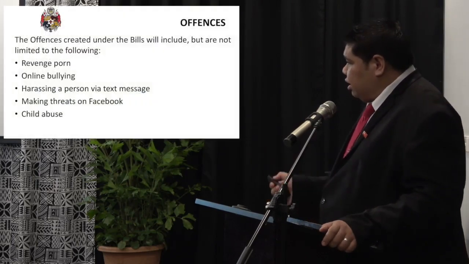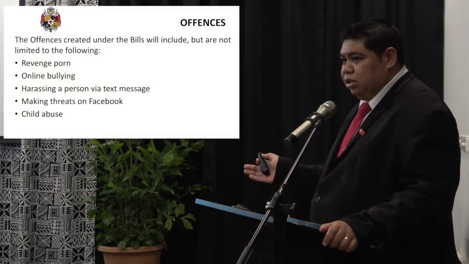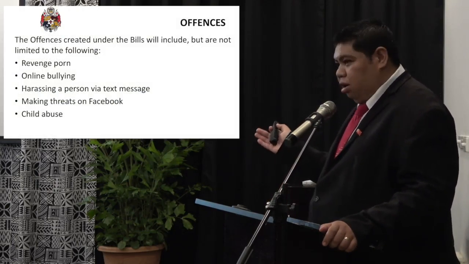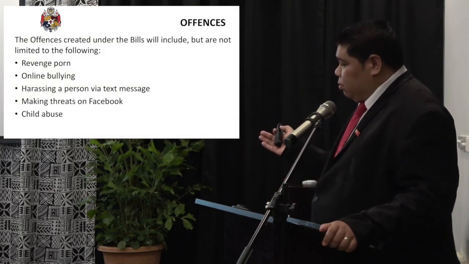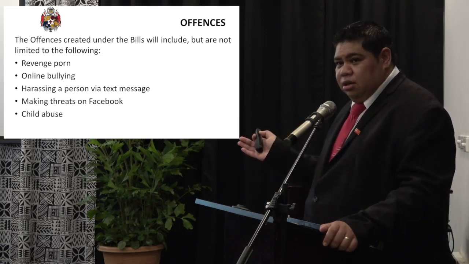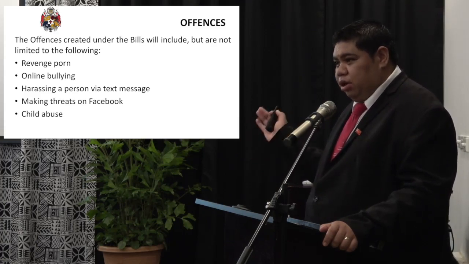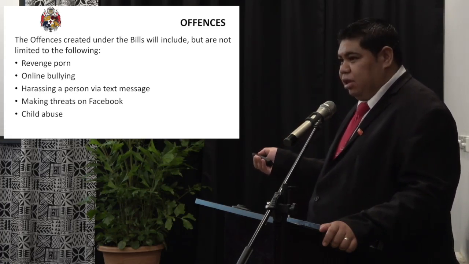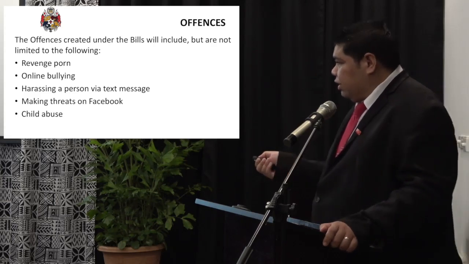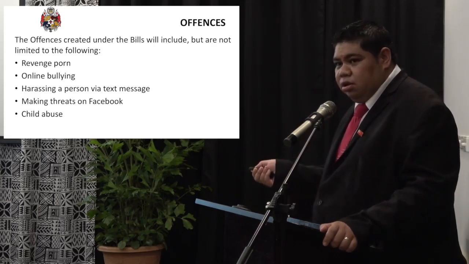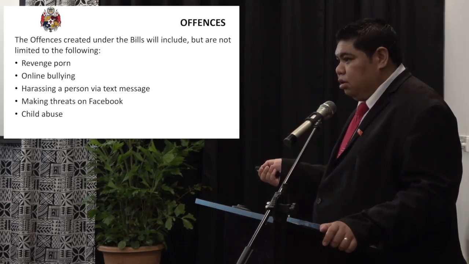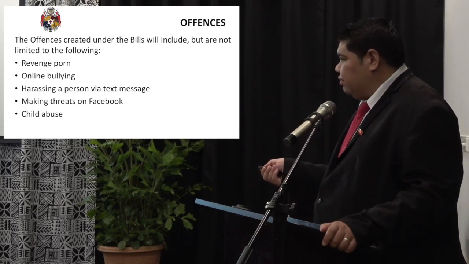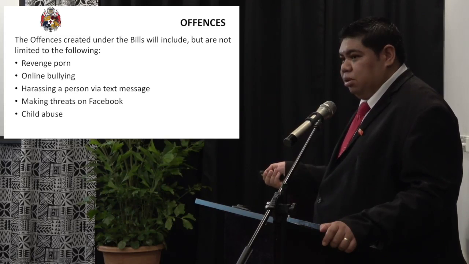So the offenses created under the bill include these, but they're not limited to these. There are more. But we know that people have been asking whether this new law will cover these offenses that we have in place. So the offenses will cover revenge porn, online bullying, harassing a person via text message, making threats on Facebook, and child abuse.